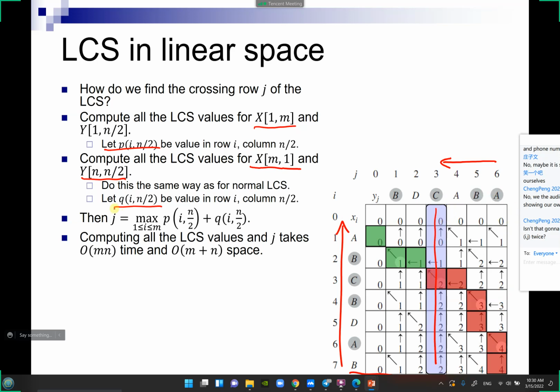Then we define Q this way, so Q has all of the values in here. Now we're going to pick J so that if you add up the P value and the Q value, you get the largest amount. That largest amount corresponds to the crossing point, which gets you the largest total match from the first half and the second half combined. So that's how we're going to find the J. Does that make sense? Any questions?